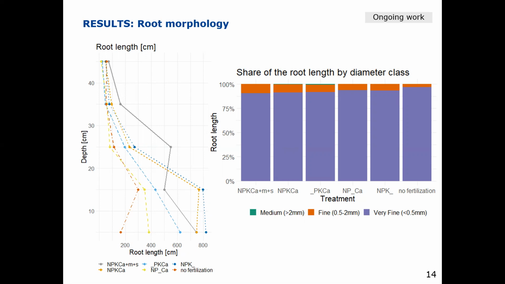In general, we find more very fine roots, but a smaller proportion of fine and medium roots, in the unfertilized and potassium omission treatments. We will be able to have a better analysis when all the results are available.